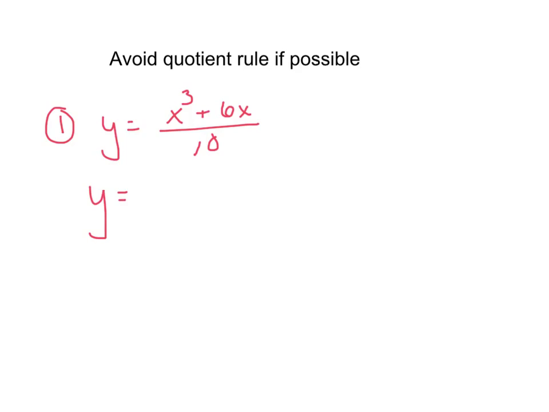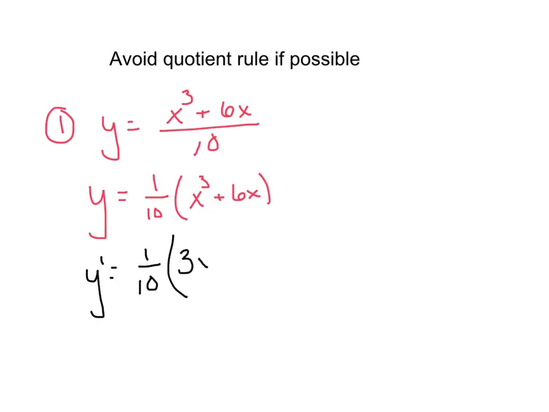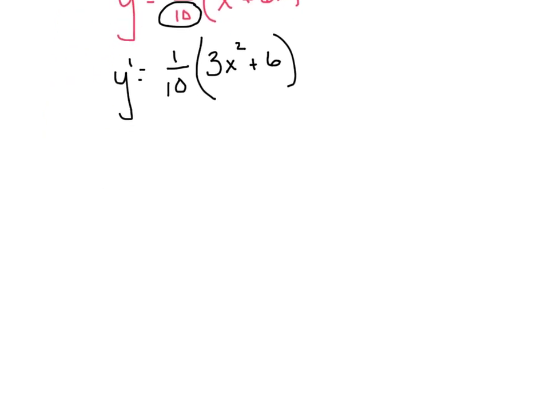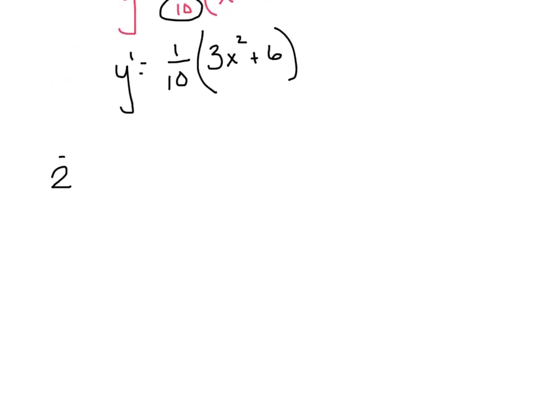I would say because that 10's on the bottom, I can pull that out as 1/10 times x cubed plus 6x. Would you agree that's the same thing? Okay, so this time when I go to take the derivative, that 1/10 is just a coefficient, just leave it alone. And the derivative of the inside there is 3x squared plus 6. And it's that simple. So I'm avoiding quotient rule if possible. This is just a coefficient, and I just brought it out front like one. Let me show you another one.